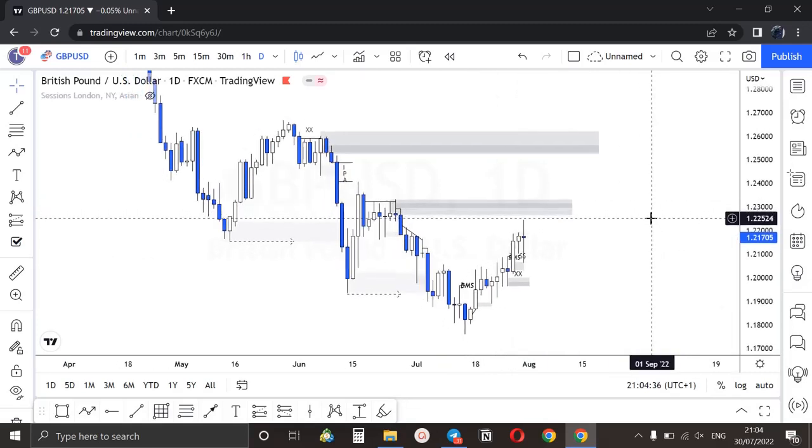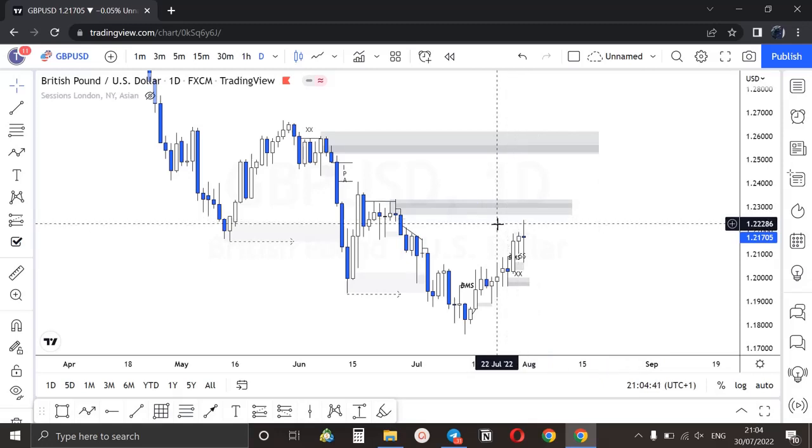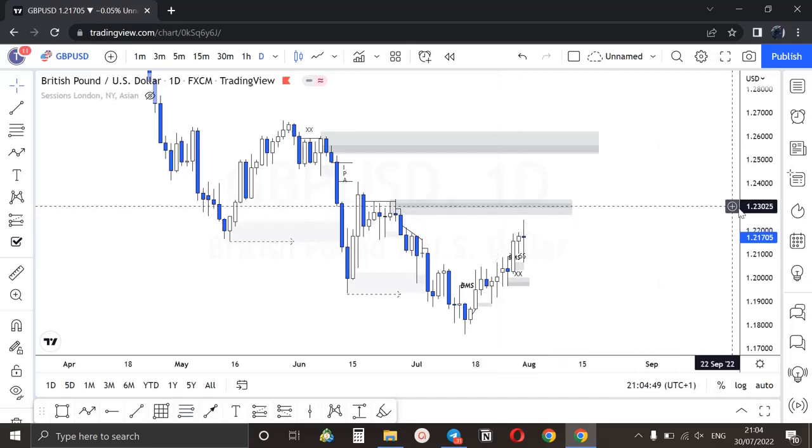The pairs I'm looking forward to, I'm looking at two pairs. I'm looking at GBPUSD and I'm looking at EURUSD. Those are the two pairs that I'm looking to trade for the coming week. As you can see on my screen right here, this is the GBPUSD trade.